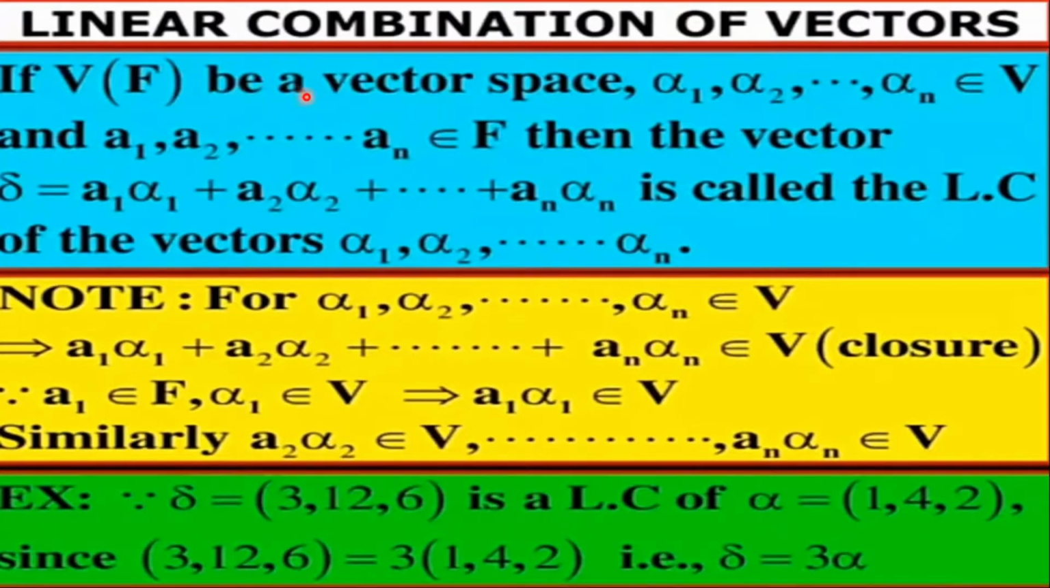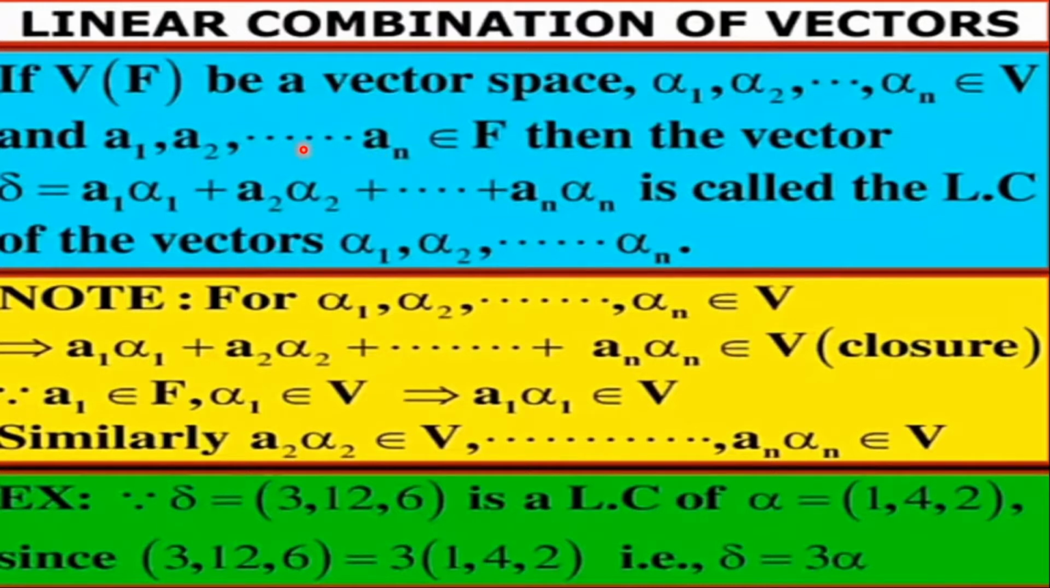If V(F) is a vector space, alpha 1, alpha 2, ..., alpha n are elements of V, and a1, a2, and so on, an are elements of F, then the vector delta equal to a1 alpha 1 plus a2 alpha 2 plus and so on plus an alpha n is called the linear combination of the vectors alpha 1, alpha 2 and so on alpha n.